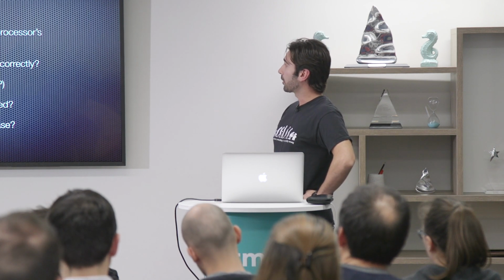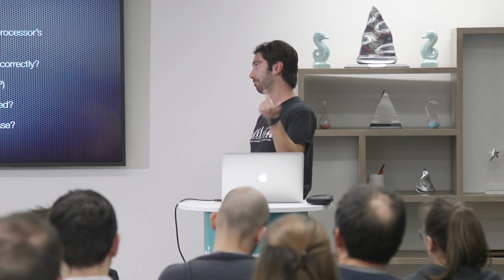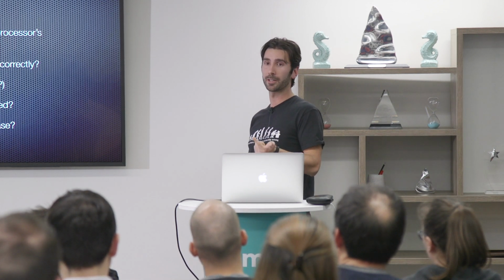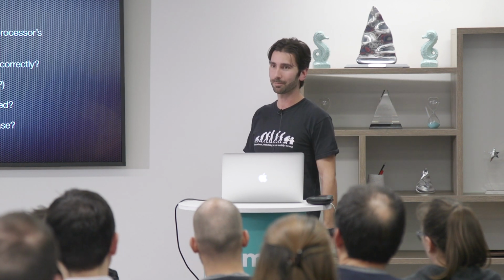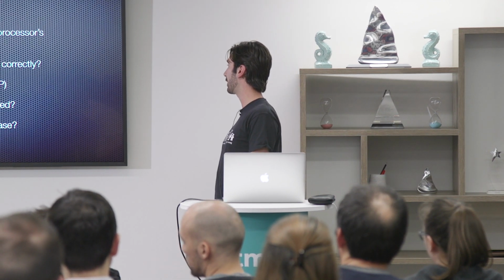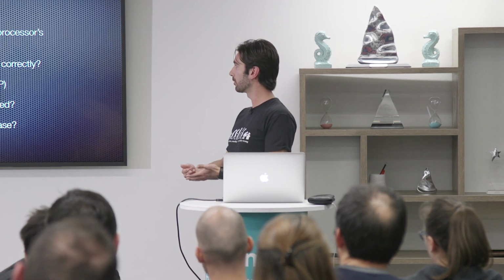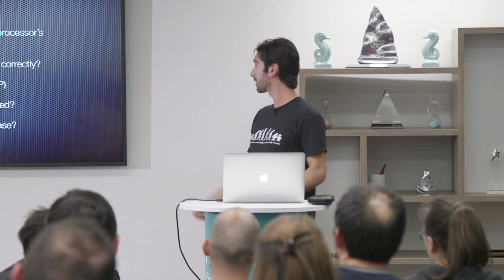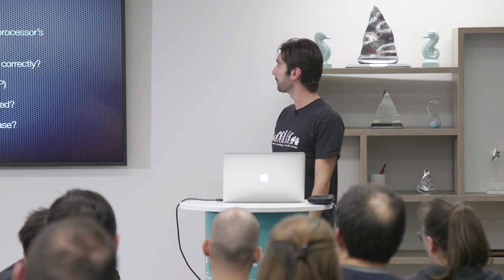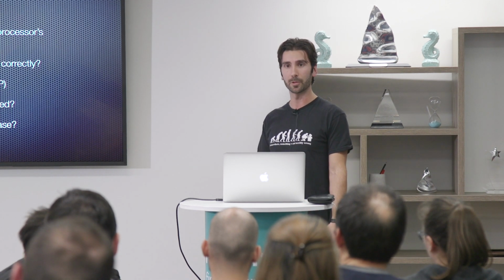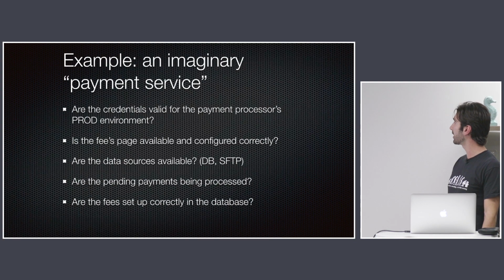And once we are in production, are the data sources available? We have a database. Unfortunately, banking providers use super boring, old technologies, so they end up using FTP for receiving payments. It's ridiculous, but that's how it is. Are there any pending payments in our pipeline that need to be processed by our scheduled tasks? Are the fees set up correctly in the database? Because maybe they're different, again, from our test environment. Did we remember to put the fees in before deploying to production? Or did we delete them by mistake with a migration or a sysadmin in production?